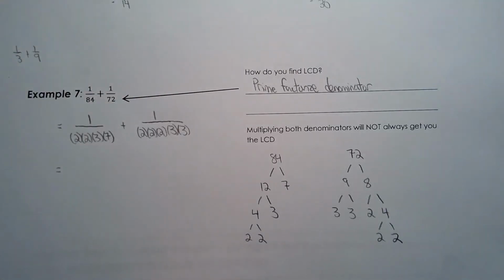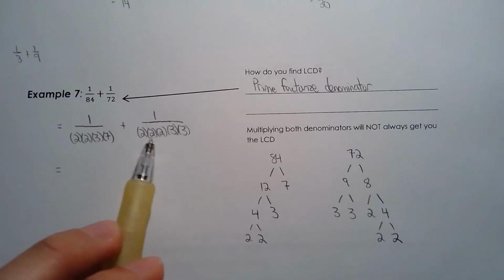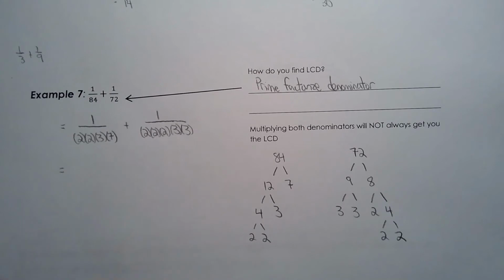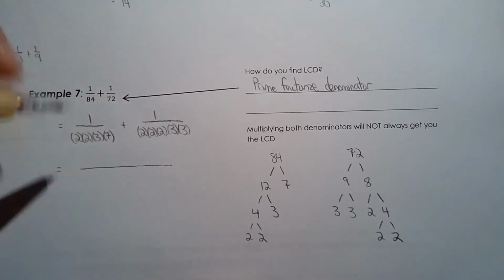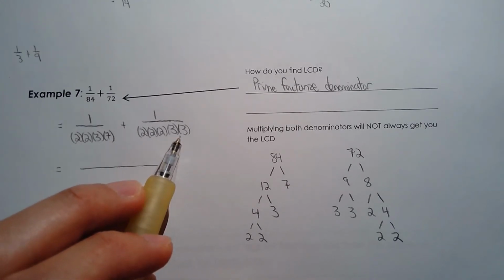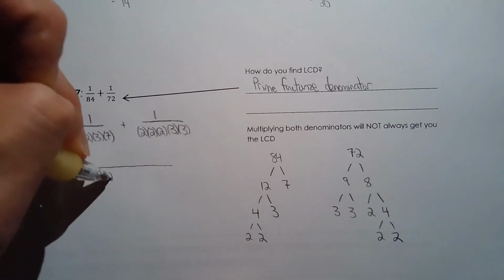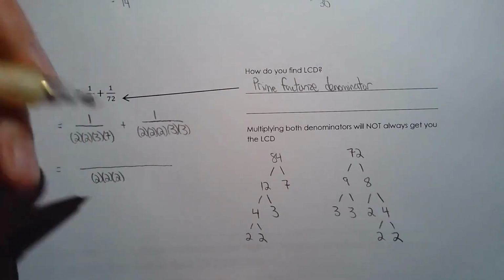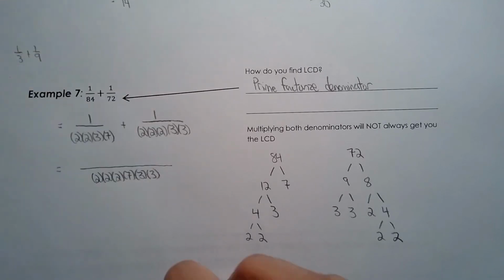Okay, so what's the lowest common denominator? Well, this denominator of my second rational number has 3 factors of 2. Okay, so the lowest common denominator will have 3 factors of 2, 2 factors of 3, and 1 factor of 7. 1 factor of 7. I don't even care what the number is. I just need to know how to build the lowest common denominator.